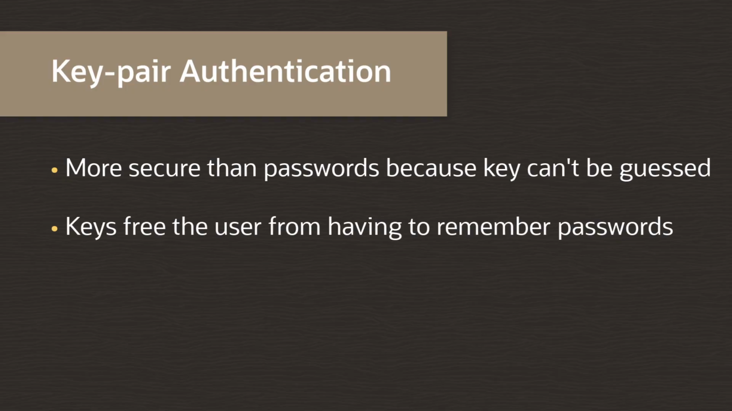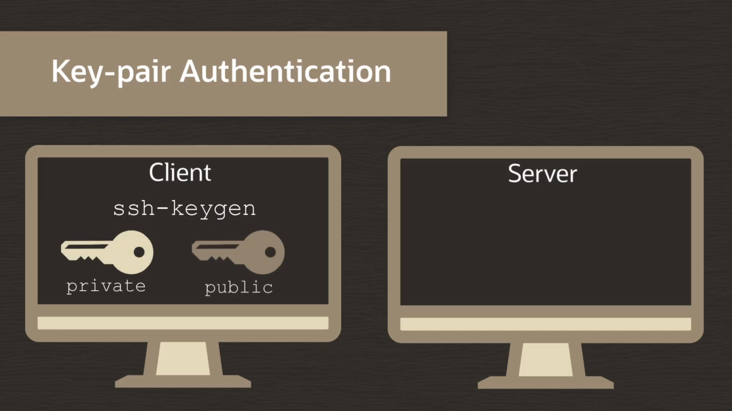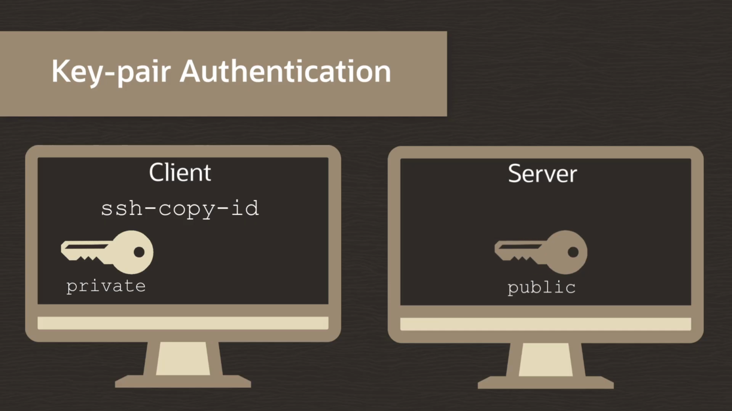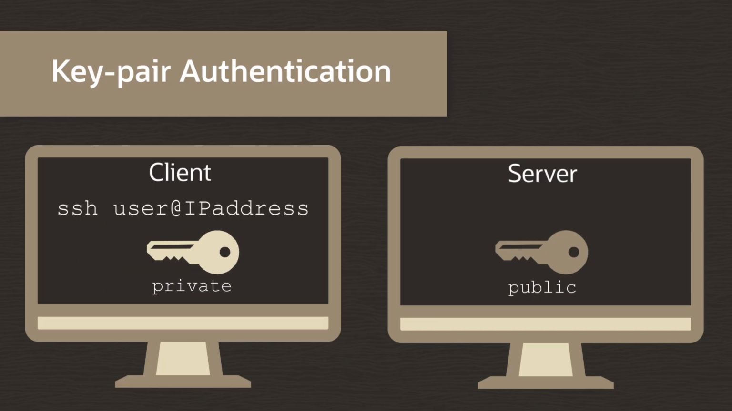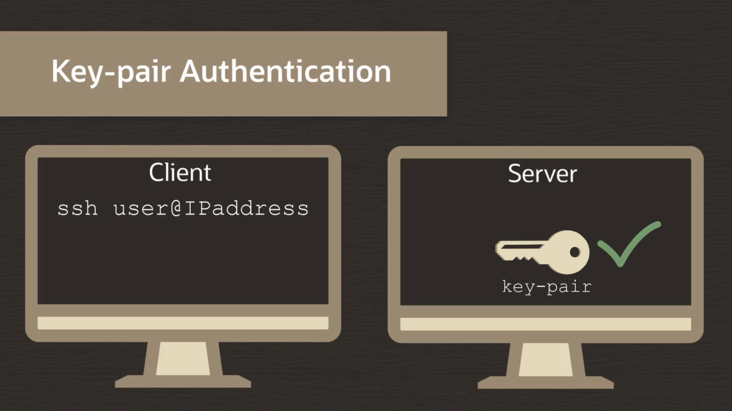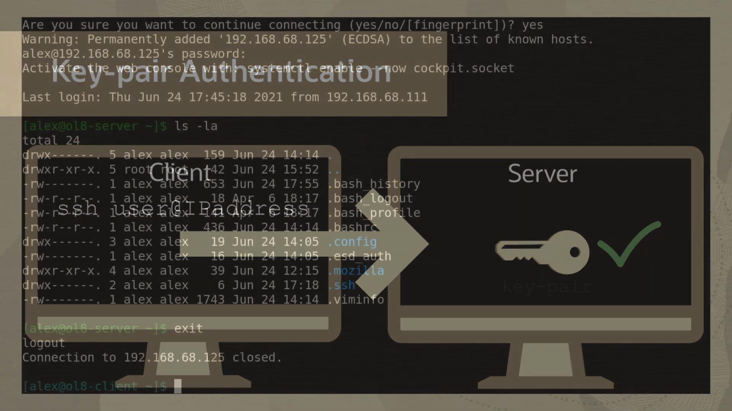So how do we set up key authentication? We'll generate a key pair on our client system using ssh-keygen. This creates a private key and a corresponding public key. We'll copy the public key over to the server and keep the private key securely on the client. Then when we try to connect to the system, we'll present our private key. The server will verify that it corresponds to the public key that's already on the server, and if it does, the server will allow us to connect. So let's try it out.